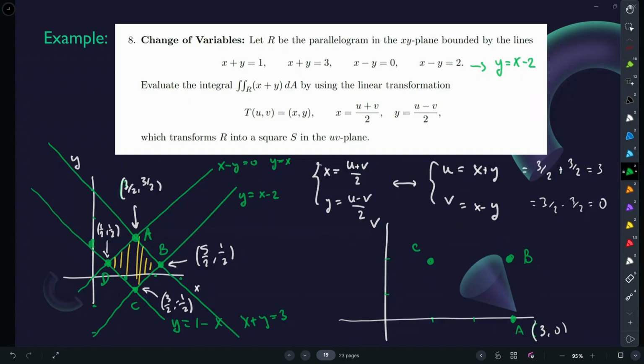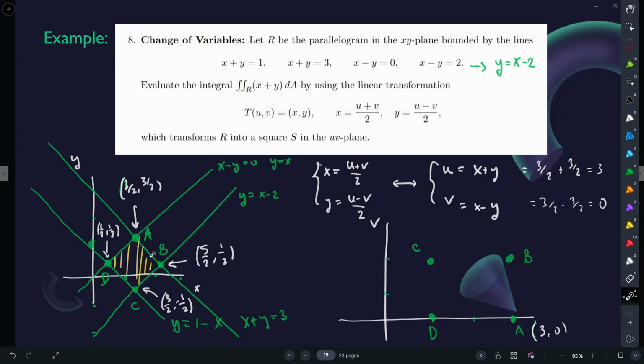And this point D goes to (1/2, 0)... Okay? So if you now look at the lines, if you take the entire line y equals x, where does y equals x go? When y is x, u is 2x, and v is 0. So it's the line y equals 2x, or the line v equals 2u.